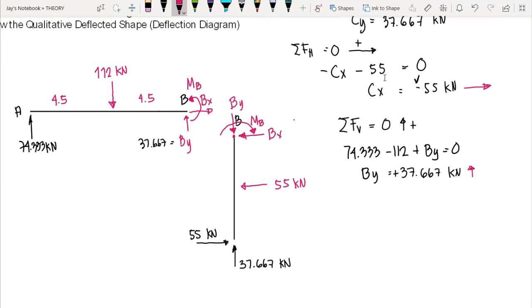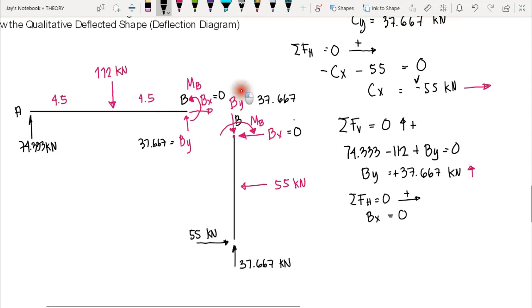Now for the horizontal force of our horizontal member, we have Bx, so summation of force horizontal is equal to 0, with all the forces acting to the right positive. Take note, we do not have horizontal load on the horizontal member. That means our Bx here is automatically equal to 0. So our Bx here is 0, and our Bx here is 0 as well. And our By is the same in magnitude, 37.667, but the difference is its direction. By is acting downward on the vertical member, whereas By on the horizontal member is acting upward.